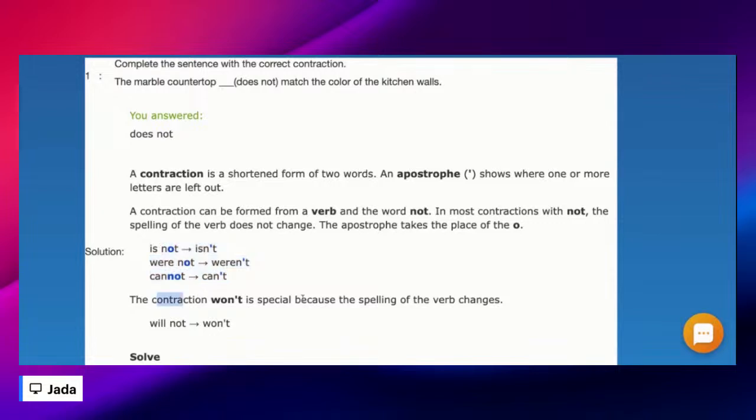And we also have the contraction won't, which is special because the spelling of the verb changes. When it comes with not, the only one that changes is won't, because it's like will not, but we take away the whole thing, it literally changes. Okay, so will not is the only contraction that's unique, and it changes when you're adding not to it. So will and then not, we have won't.